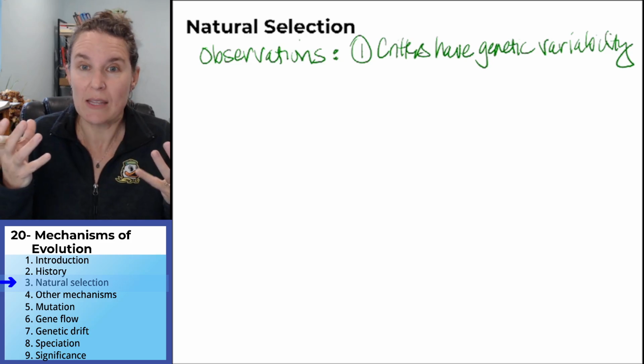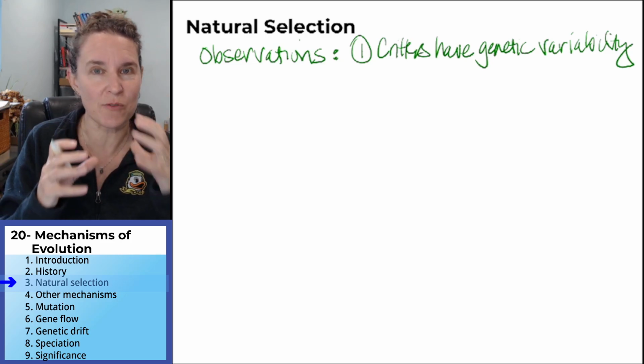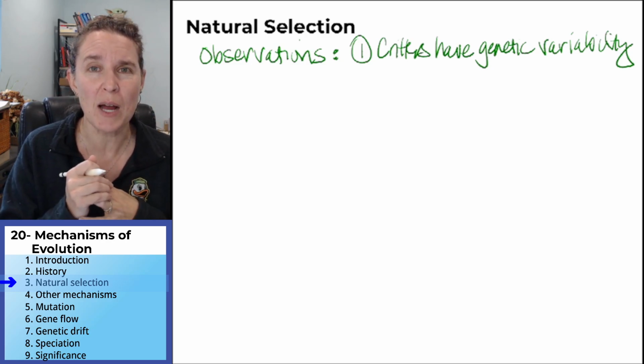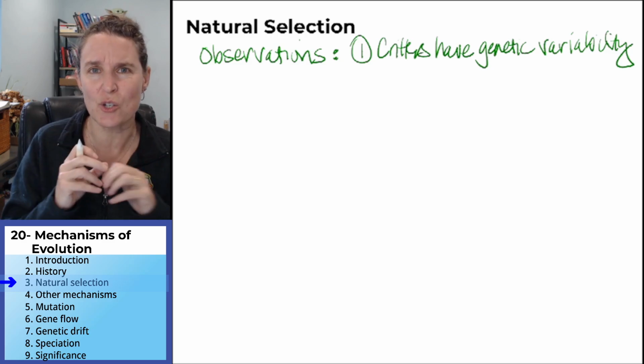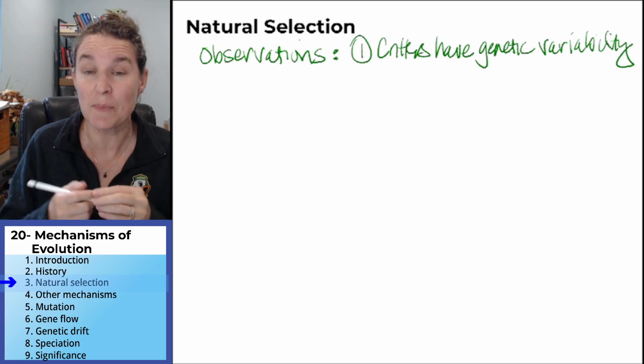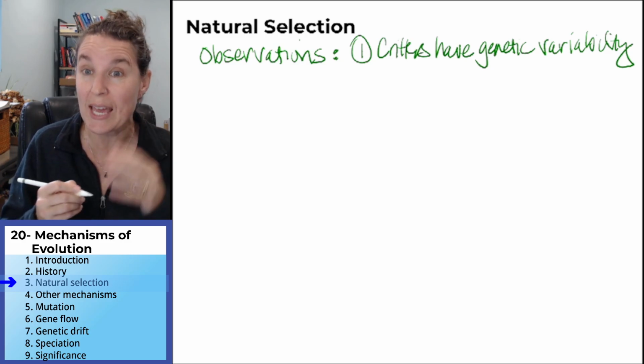There's variability. There are different heights, there are different weights, they have different muscle sizes. They can have slightly different markings on their bodies. Their toes can be longer or shorter. Like there's variability in the critters themselves. And this is something that over and over and over again, we can confirm.